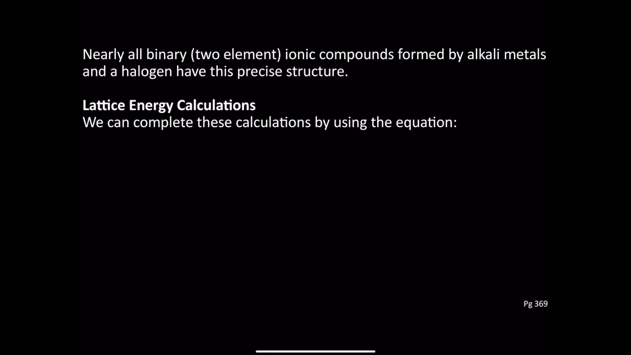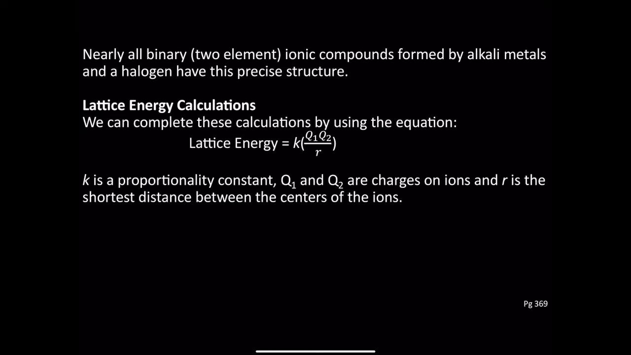And when we're calculating these, we can complete them by using this equation, right? The lattice energy equals K times Q1 times Q2 over R. And K is a proportionality constant, so it'll often be given to you, or you'll be solving for it. Q1 and Q2 are charges on ions, so that +1 or +2 or +3 or -1, -2, -3. And R is the shortest distance between the centers of the ions, which will also be given for you.